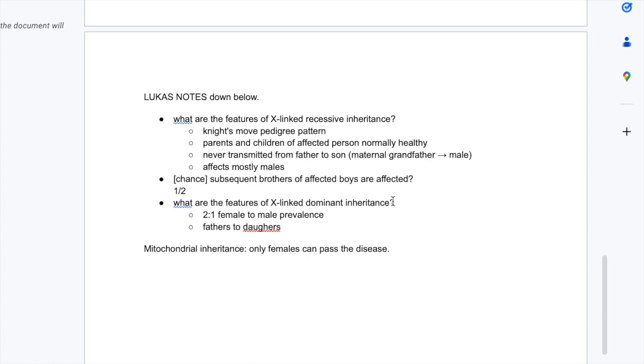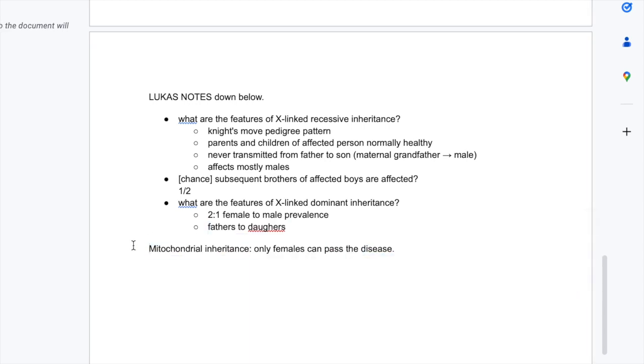And then in terms of X-linked dominance, you're going to see fathers to daughters only. This is because males have that Y chromosome. Hence, if something is X-linked, it's only going to be on the X chromosome. We know that fathers pass on their X chromosome to their daughters versus passing on their Y chromosome to their sons. Hence, if it is X-linked dominant, you only need one X chromosome to have it. Therefore, fathers will always pass it on to their daughters, and there usually is a female to male prevalence of 2 to 1. Now, in terms of mitochondrial inheritance, I already talked about this. Only females can pass the disease. Technically, you could only really see this through a pedigree or if it's verbally said.